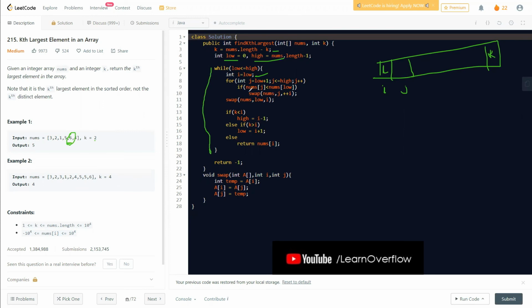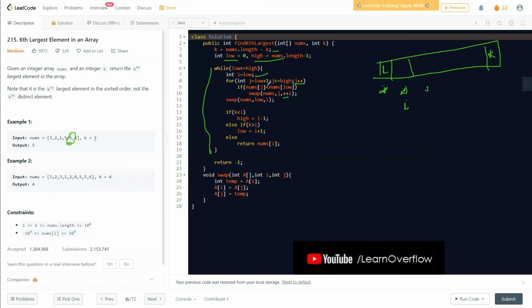We'll keep checking. So that's the condition. If the value at the jth position is less than the value at the low position, then we increment I first. That's ++I. So it will increment I first, and then swap the elements. So swap will end up having the same position over here, right? Both being at the same position. And if that is not so, then we'll just increment J. If that is not so, J will keep incrementing.